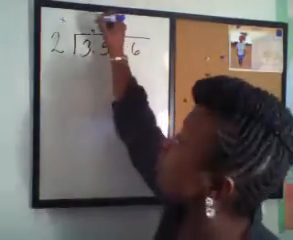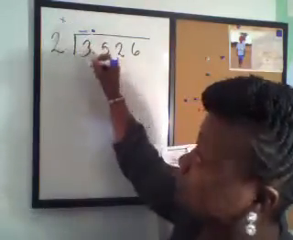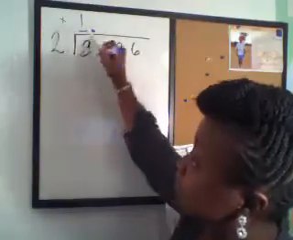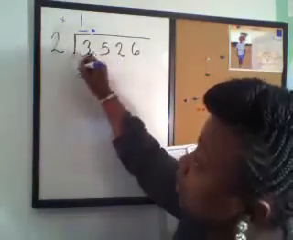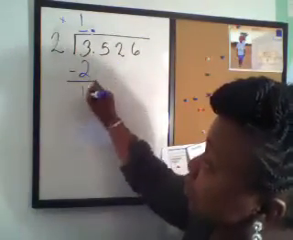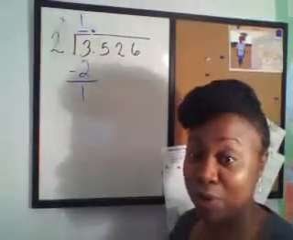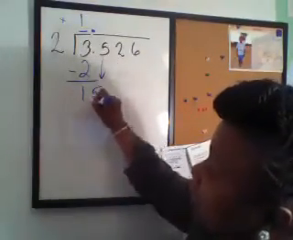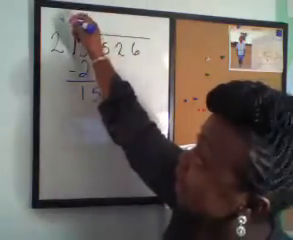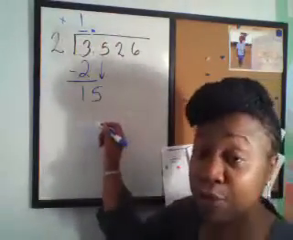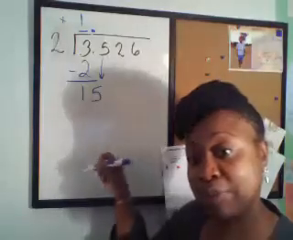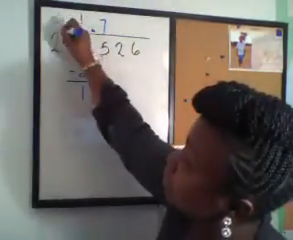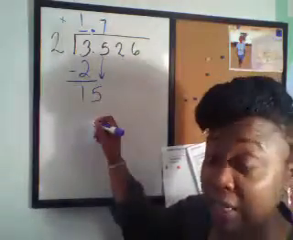You will say to yourself, what number times 2 will give me close to 3 without going over 3? 1 times 2 will give me 2. 3 minus 2 is 1. I hope you're with me so far. Next, bring down your 5. Then you will say, what number times 2 will give me close to 15 without going over 15? Yes, 7. 7 times 2 will give me 14.